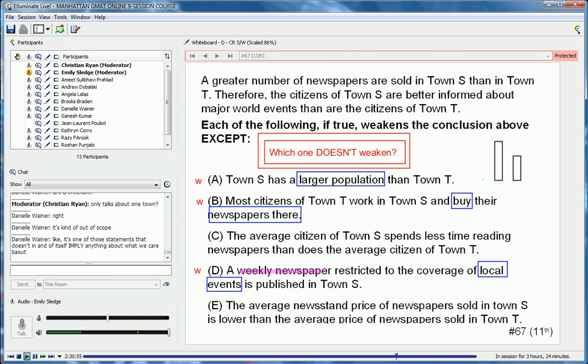Okay? Chris is drawing something out. I think he has a visual for this. I'll let him grab the mic.